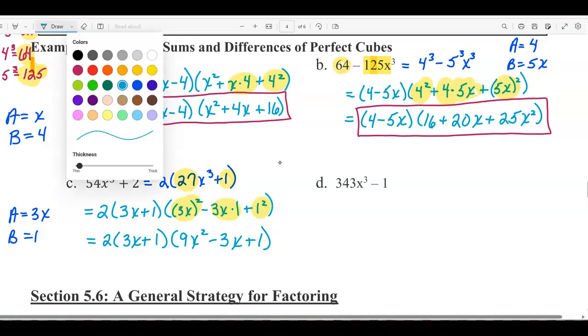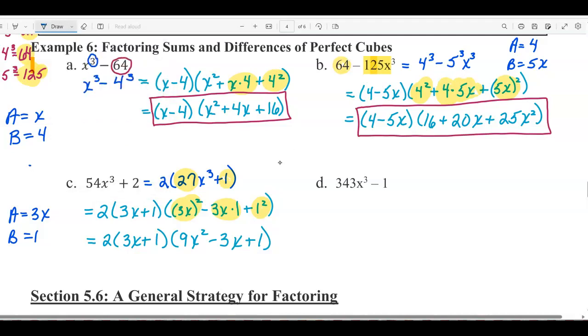Our last example, 343x cubed minus 1. So we know 1 is a perfect cube. We may not be familiar with 343. We can go to our calculator. We know we went up to 5 over here, so think about 6 cubed, not 343. How about 7? 7 cubed is 343. So if you'd like, let's rewrite that. This is 7x cubed minus 1 cubed. So our a is 7x.